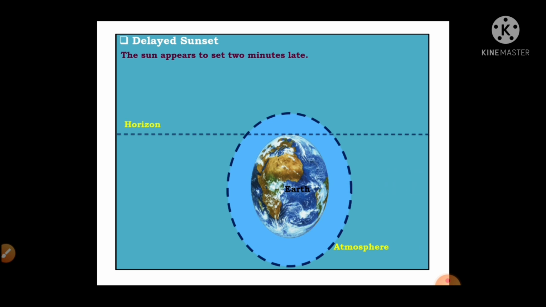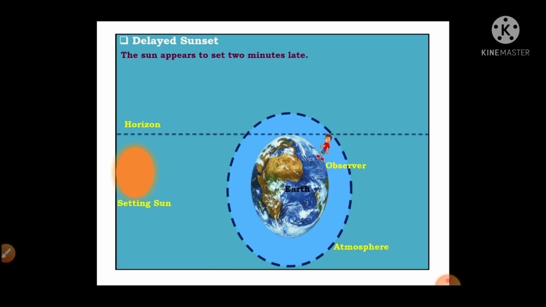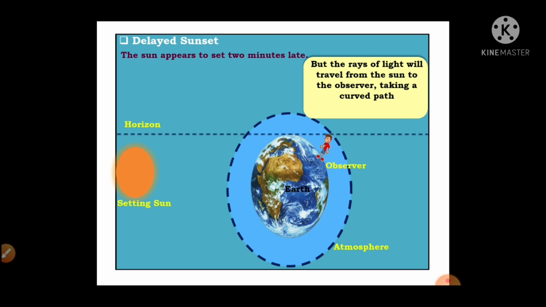Earth, observer, earth is surrounded by atmosphere, one line is the horizon. Now you can see here, this is a setting sun. Now let us consider that sunset has taken place, sun already set हो चुका है. Okay, that is sun is below the horizon, so the observer should not be able to see the sun. अगर sun set हो चुका है तो sun नहीं दिखना चाहिए ना, but observer will see the sun. Why? Because the ray of light will travel from the sun to the observer taking a curved path.